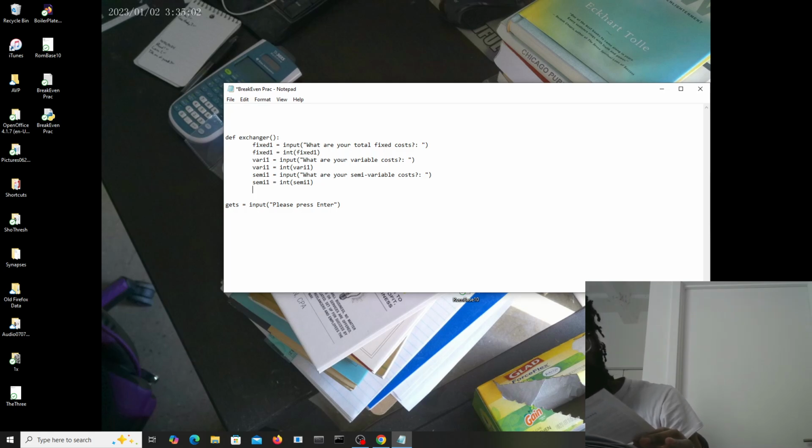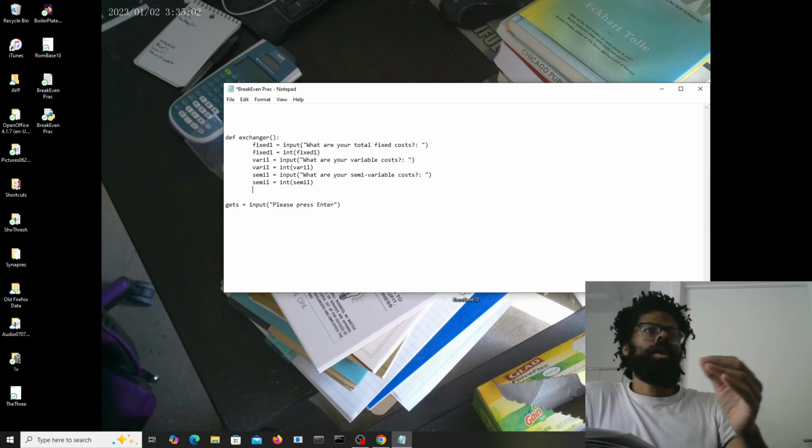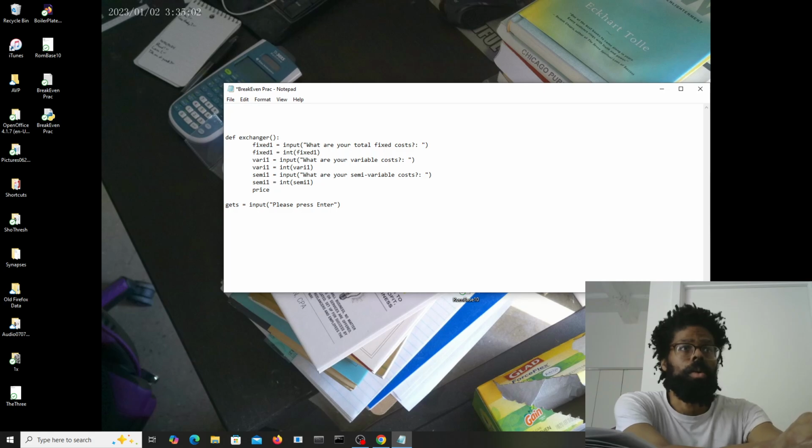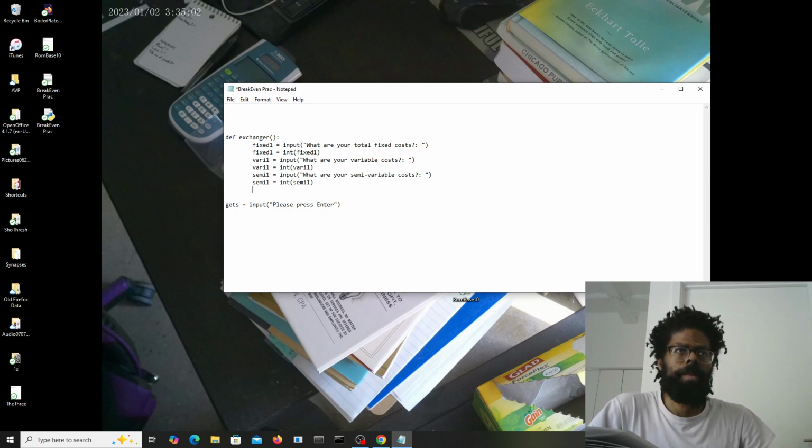Now comes the math. The basic formula looks like this: break even point in units equals fixed cost divided by unit sales price minus variable unit cost. Price one. No, I'm sorry. Yeah.